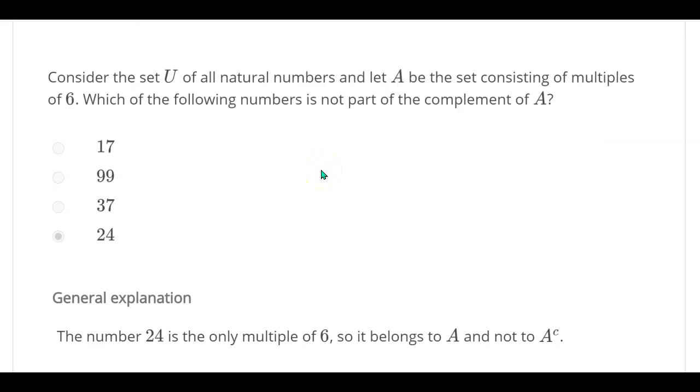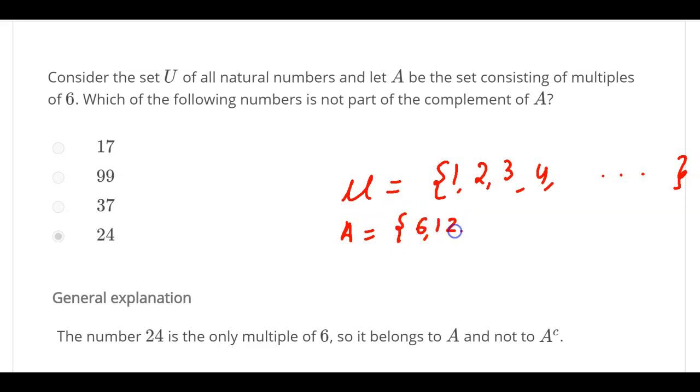All right, here it says, consider the set U. Set U is the natural numbers. Let A be a set consisting of multiples of 6. Which of the following numbers is not a part of the complement of A? So here I have a set U, all natural numbers: 1, 2, 3, 4, and so on. And then I have set A, multiples of 6: 6 times 1, 6 times 2, 6 times 3, 6 times 4, 6 times 5, and so on.